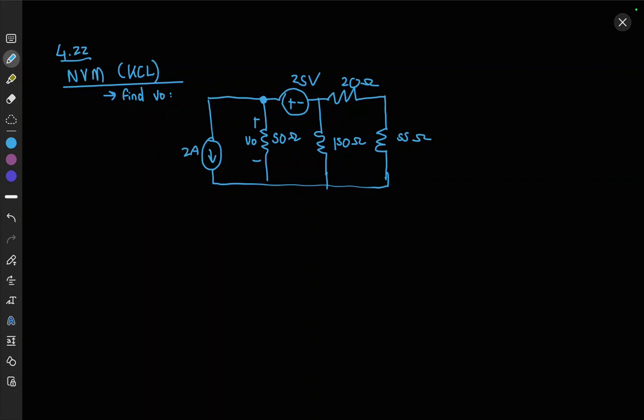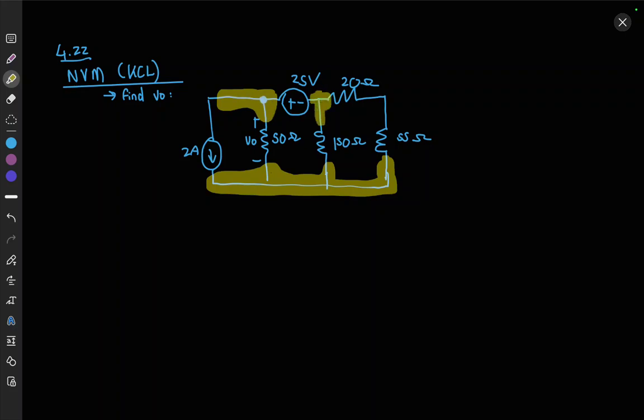Okay, so firstly, node voltage method is identify your nodes, right? So let's see, we've got this is a node. Let me just do it in a brighter color. Let's do it in a highlighter. This is a node, and here's another node. Here's another node, and that is it.